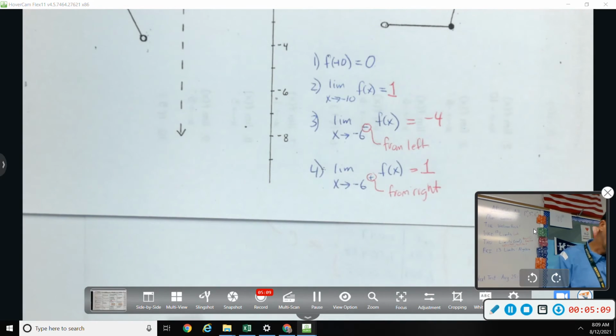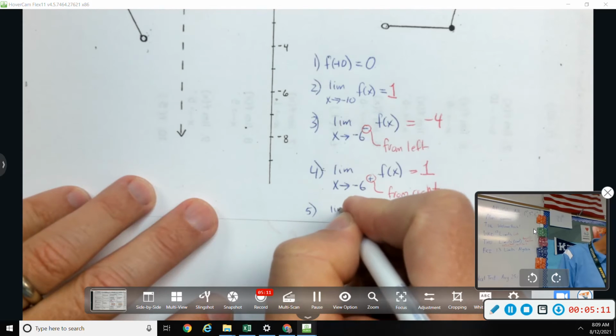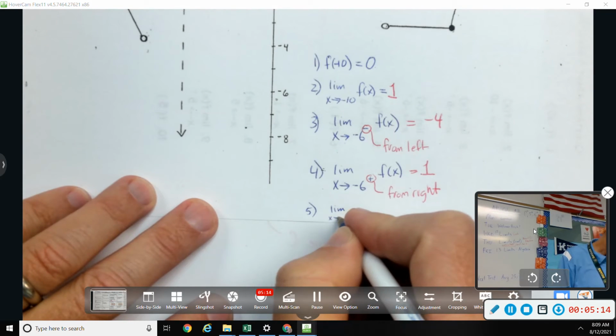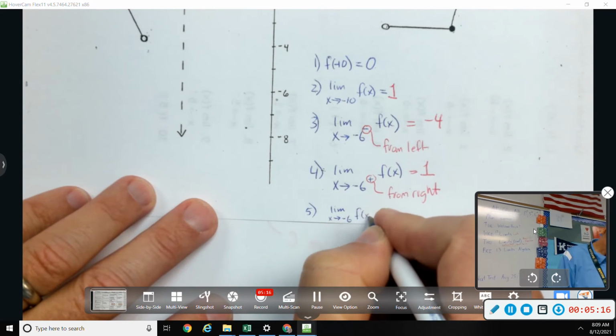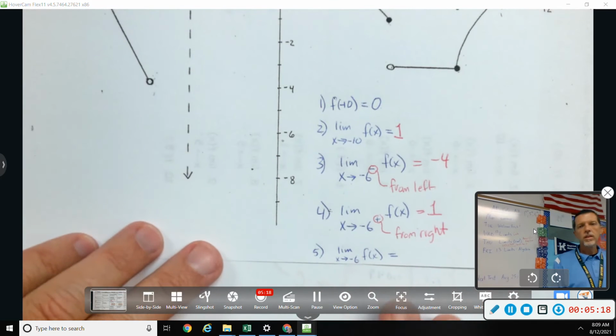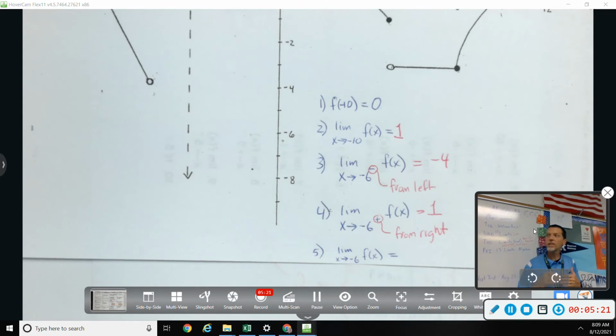Let's see, number 5. Limit as x approaches negative 6. But it doesn't have a left or right, so I have to consider both.